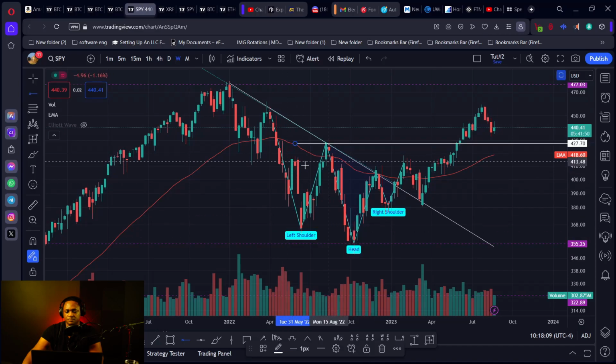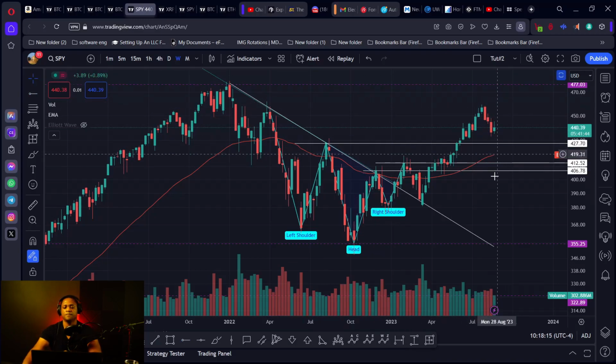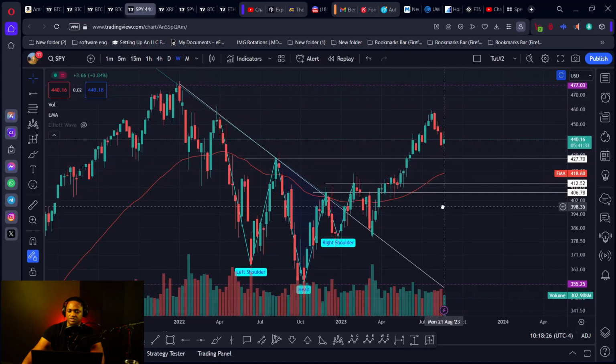We have, okay, there we go. 1, 2. So we have 3 major positions. We have three major zones that personally I would be very interested in. All right. So when you see these things, 426, 412, and 406, these are entry points for me.